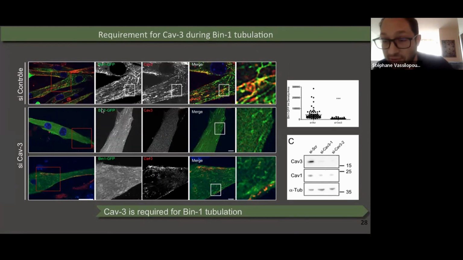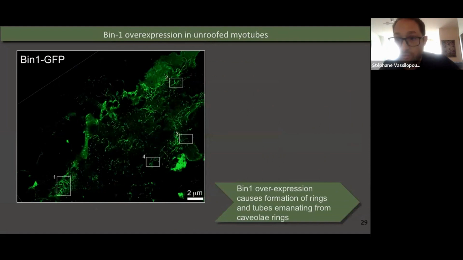But if you knock down caveolin 3, now the T-tubules are very strongly reduced. So in this case, you see there are still some tubes formed, but they are much less than in the control situation. And you see here the efficiency of the caveolin 3 depletion, which is quite good, which suggests that caveolin 3 is important for this tubulation process. So we turned to Bin1 to understand exactly why this was happening.